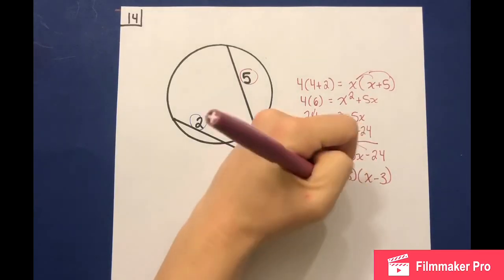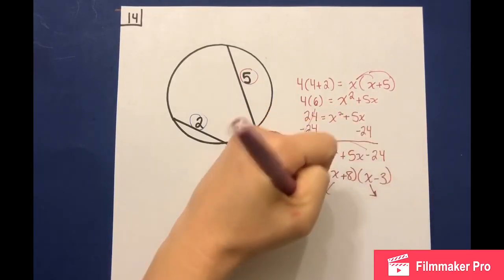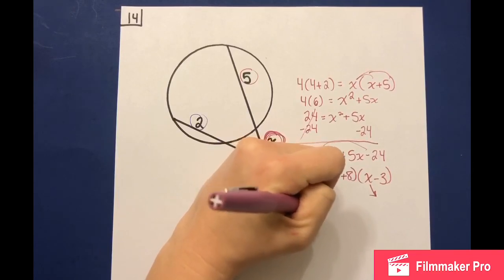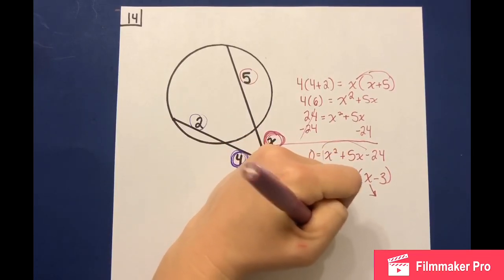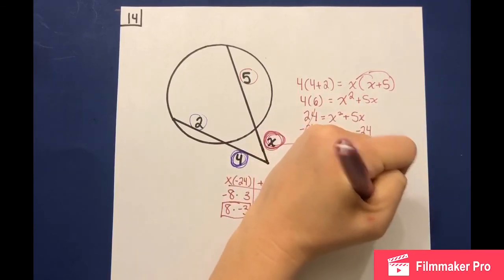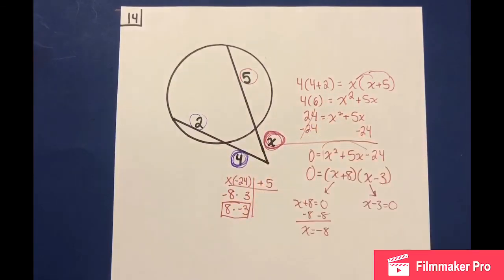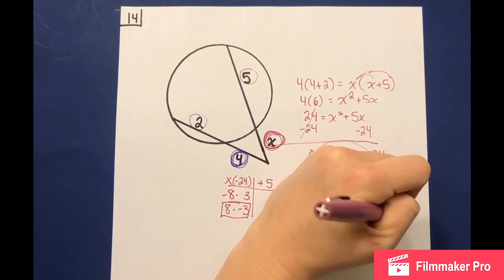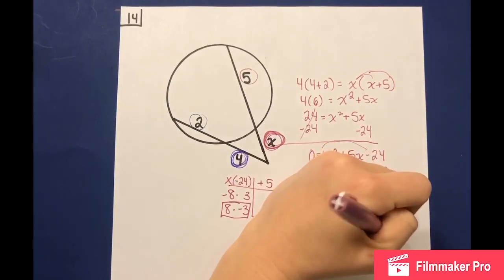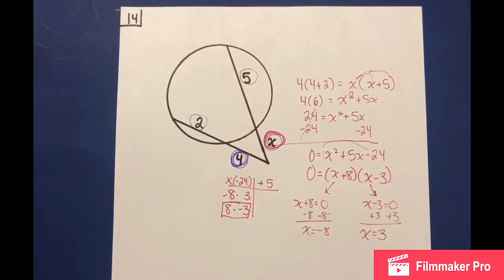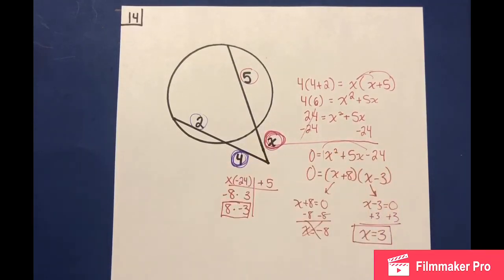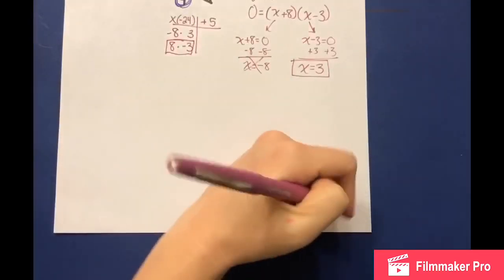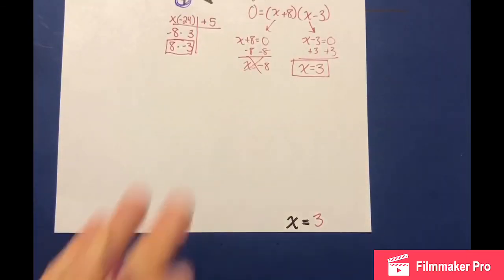Set each of them equal to 0. You get x plus 8 equals 0. Minus 8, you get x equals negative 8. Here I get x minus 3 equals 0. Add 3, I get x equals positive 3. Let's check to see if these ones work. In this case, the negative 8 doesn't work there. That's going to give me a negative length. However, the 3 will. Okay, so let's just plug our answer in down here. Move on to the next one.